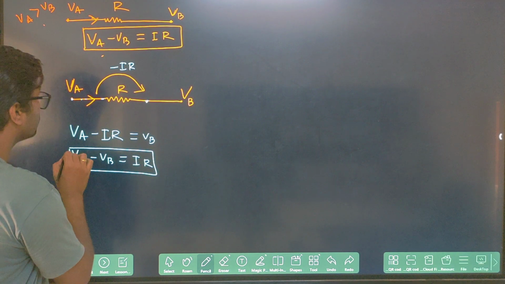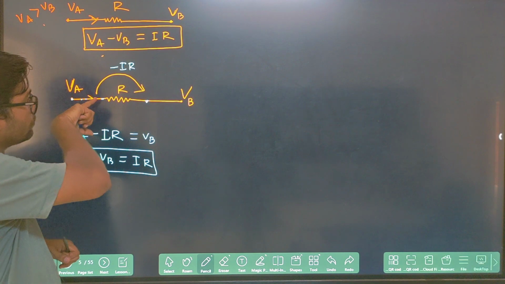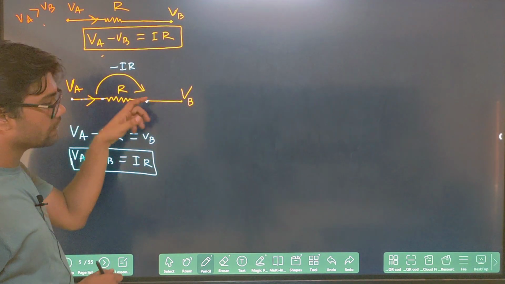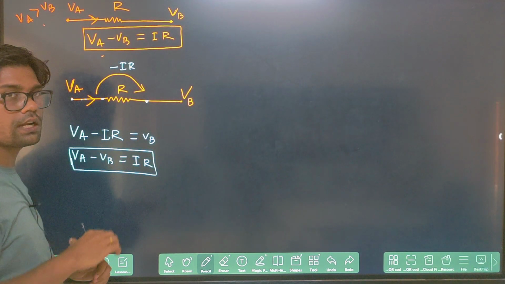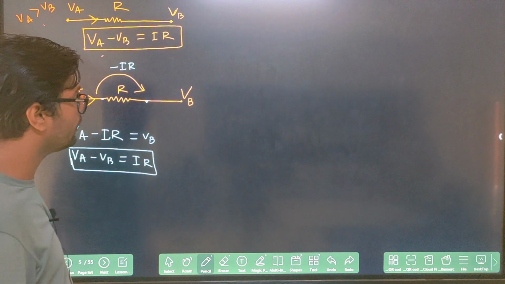Clear? See here, it's satisfying Ohm's law, right? So just remember, whenever I am going along the direction of the current through the resistor, there will be a potential drop of IR. So VA minus VB equals IR. Clear?